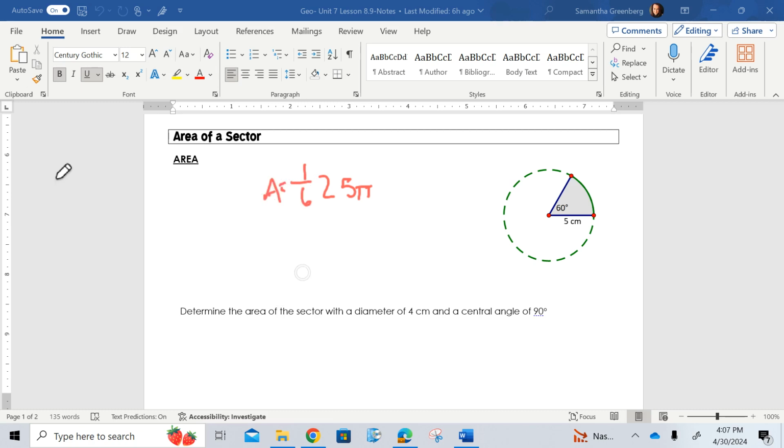Okay, so 1/6 times 25 is about 4.17. So our area of our sector is just 4.17 pi. And don't forget, area is always units squared. So we have centimeters squared.